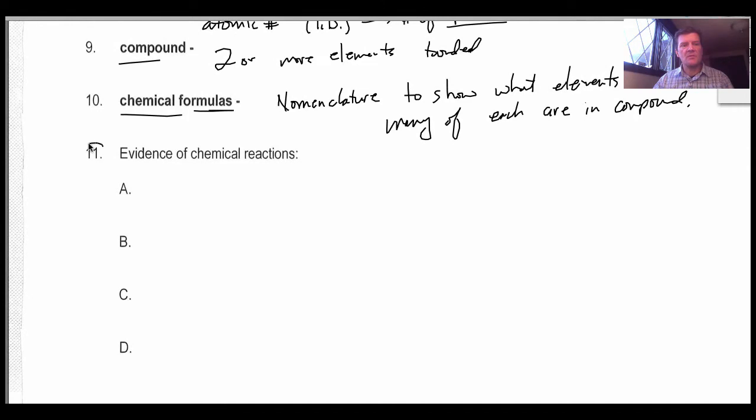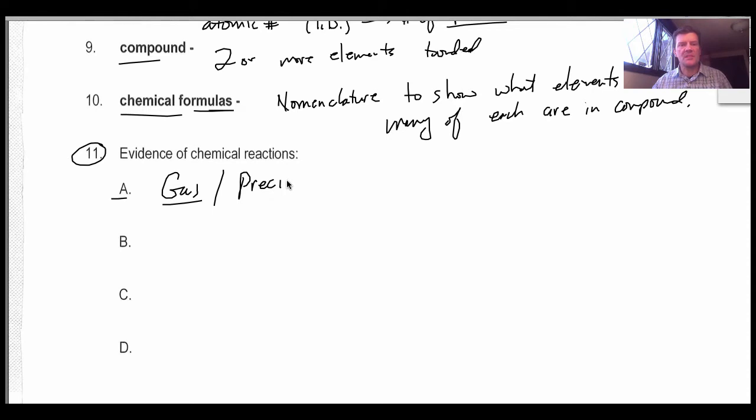And number 11, we should be able to fill this in. In fact, we just talked about it at the beginning here. Different evidence for chemical reactions. So we might see gas produced. You might see a precipitate. If you didn't have a gas before and all of a sudden one is produced, something different is produced, and so you obviously have a chemical change.